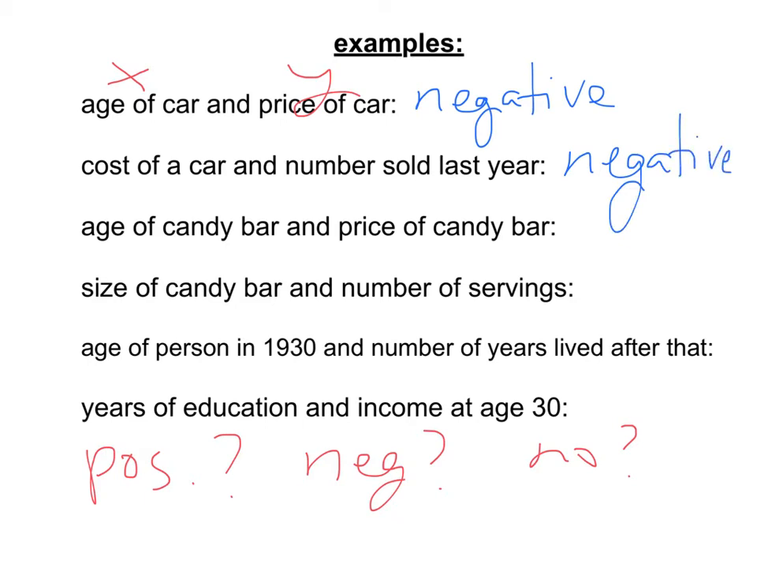Look at the third one. The age of a candy bar and the price of a candy bar. Well, think about when you buy candy bars. Do you really look at the price of them? Yes. Do you look at the age of them? No. So in general, would the age affect the price? No. So we're going to call that no correlation. Fourth one, though, in general, as candy bars are bigger, do you get more servings out of them? And in general, yes, so we call that positive.